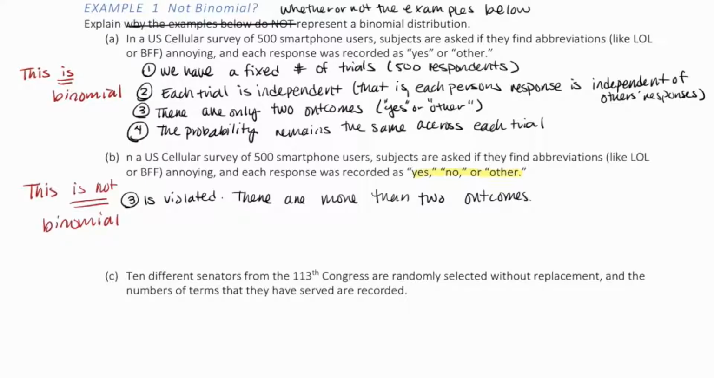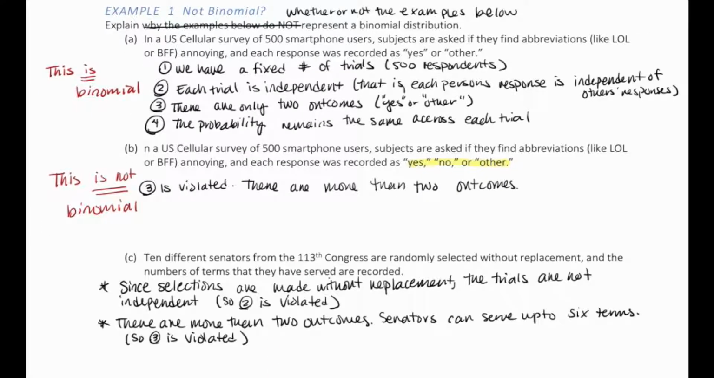Now, if you haven't done so already, pause your video and write down your thoughts on part C. So let's look at part C. Since selections are made without replacement, the trials are not independent. So number 2 is violated. There are more than 2 outcomes. Senators can serve up to 6 terms. So number 3 is violated. That means part C is not binomial.